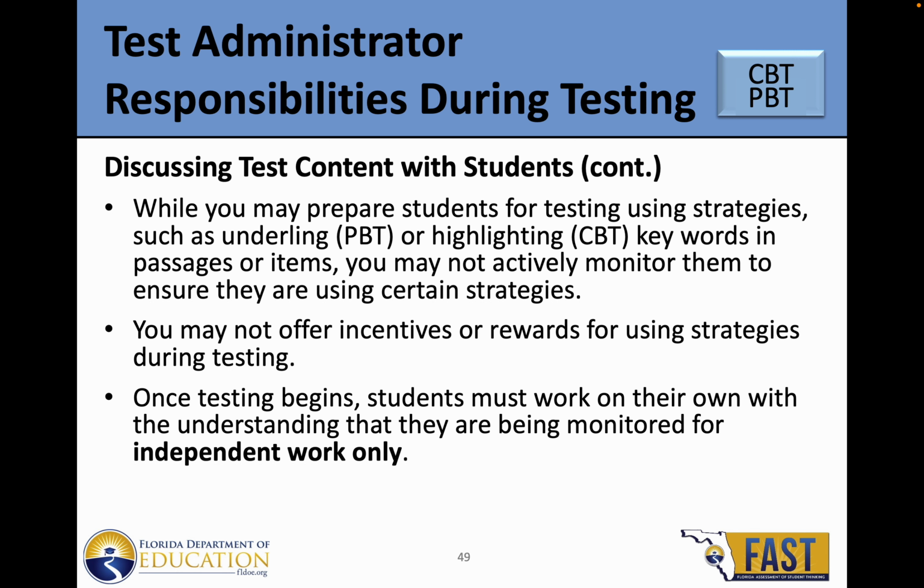Do not actively monitor them to make sure that they're using certain strategies. So if your rule is that they have to highlight the text as they're reading, you're not able to make them feel like you're watching that they're using those strategies. That's against the rules. So you could try to tell them that you need to do that because that's what is going to be best for them, but you cannot monitor if they are doing that, and after the test you in no way can say you used your strategies, so you get a prize, but you didn't use your strategies, you don't get a prize. You should not know if they use their strategies or not.